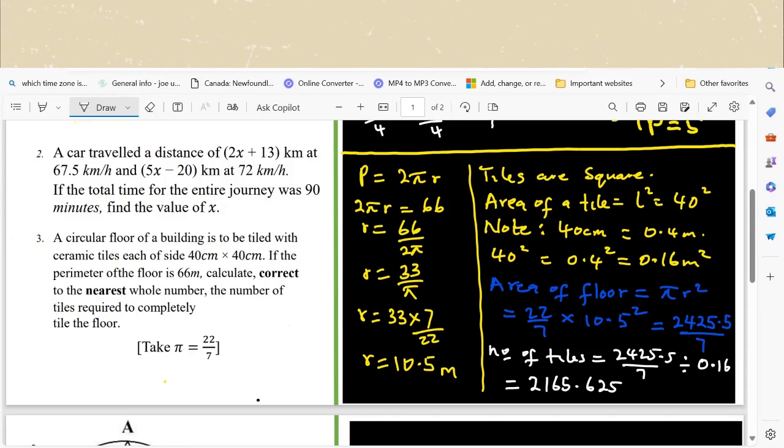tiles. But here we are asked to approximate our answer to the nearest whole number. So this is approximately, to the nearest whole number, 2,166 tiles will be required to tile the floor completely. So the number of square tiles required to tile the circular floor completely will be 2,166. All right, so that is the solution to question number 3.